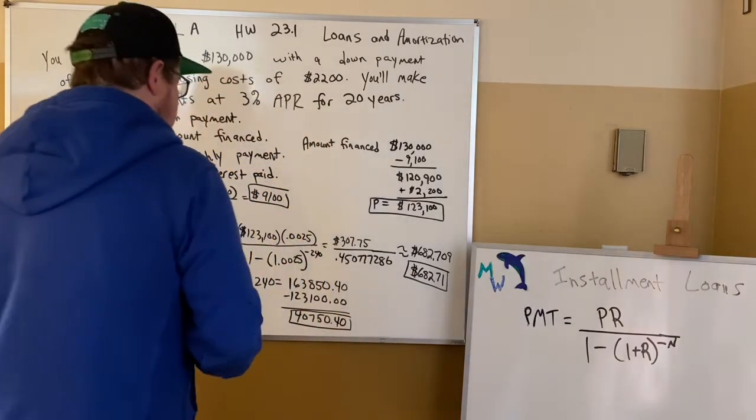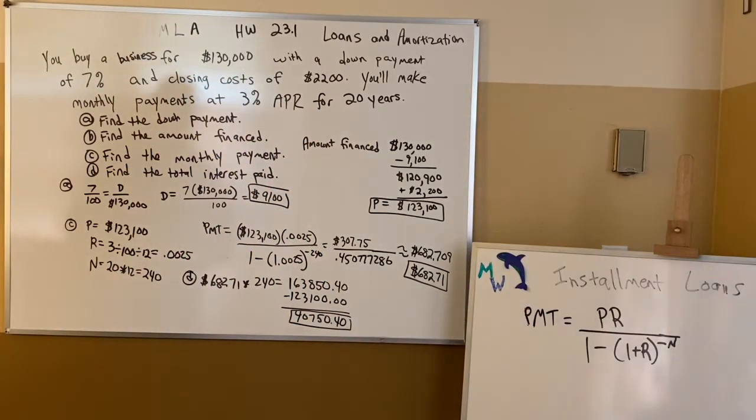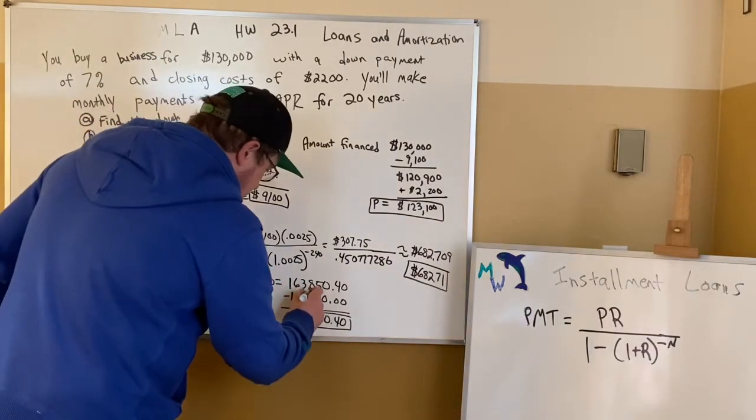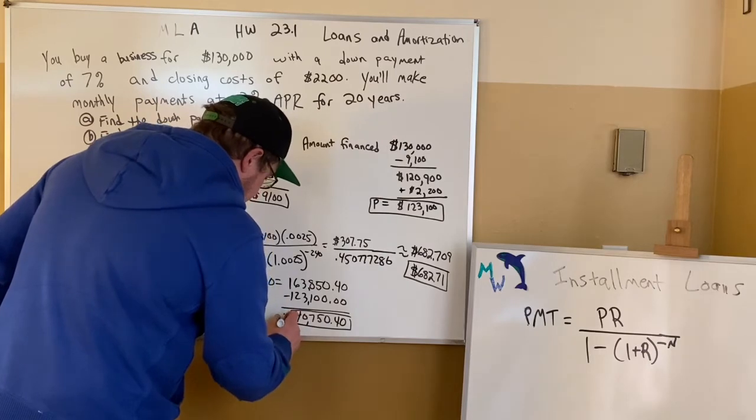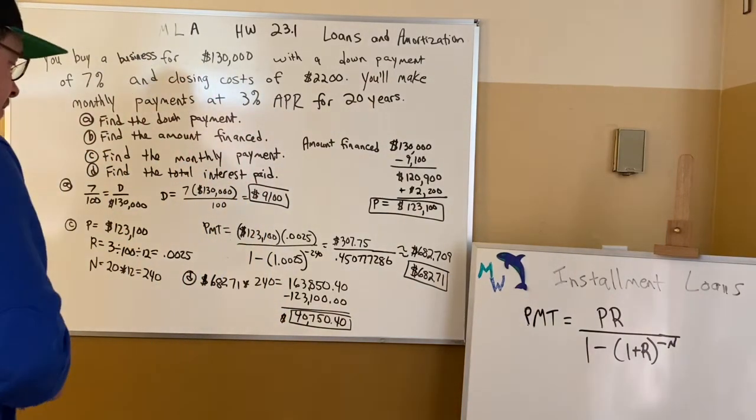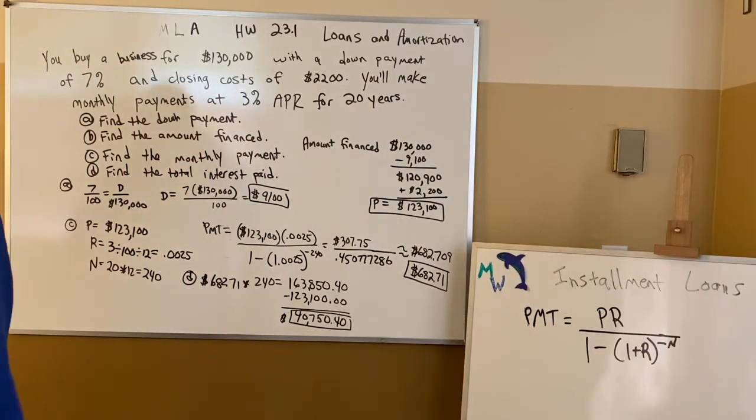This is always relying on the account balance being equal to the principal plus interest. So if I know the total and I subtract off the principal, then I can find the interest. I'll throw the commas in there and the dollar sign: $40,750.40. One more coming up.